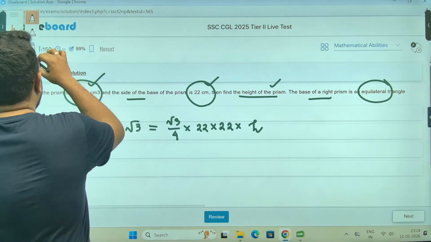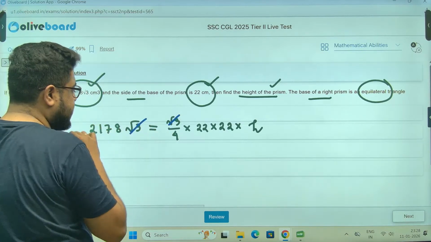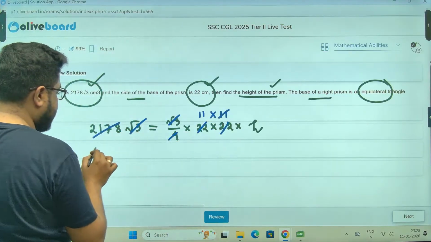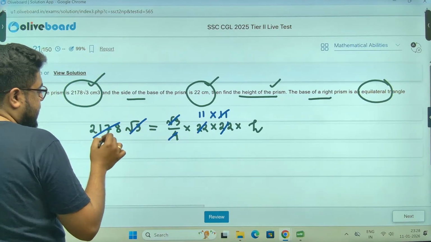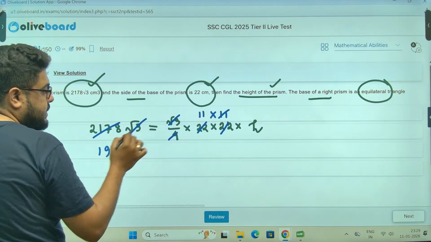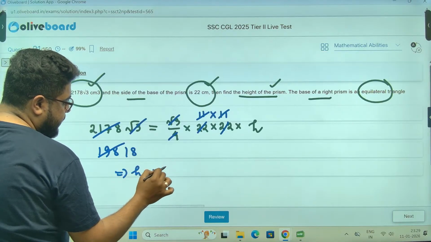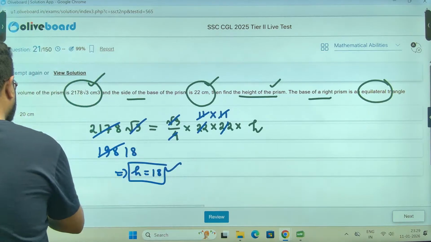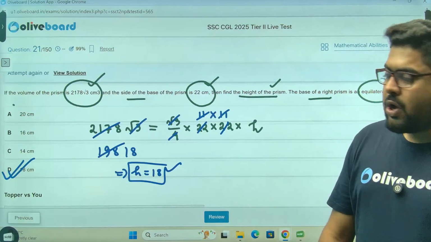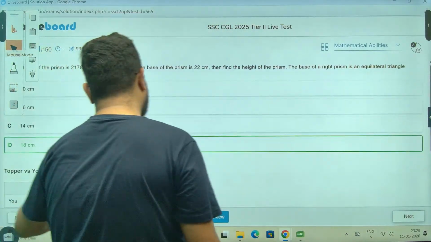Let us do this, sir. √3 cancels. This is 11 into 11. So 11, 11, 11 ones are 11, nines are 99, 8 eights, 11 eighteens are this. Sir, h is 18. The height of the prism is 18 centimeters, which is option number D. That is your correct answer.